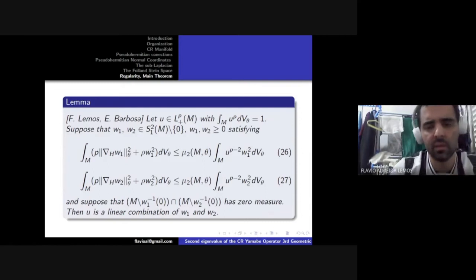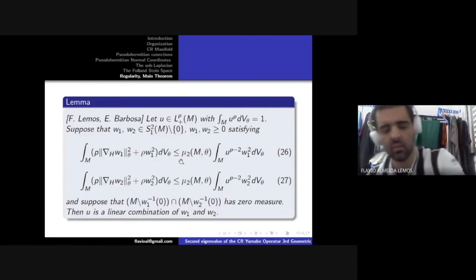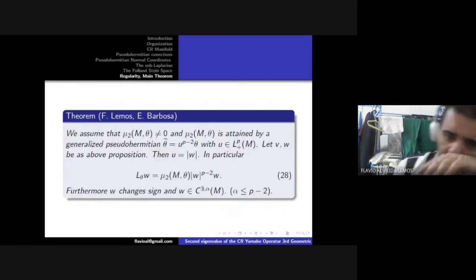By me and Barbosa too, we have some inequalities. It's important. Suppose this and suppose this. So that has zero measure, then use a linear combination of w, w1, and w2. If w1 and w2 satisfy this inequality. Sorry, let's go again.